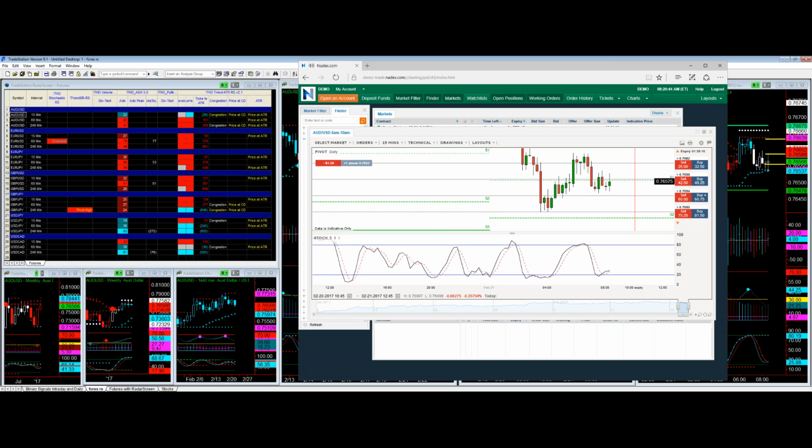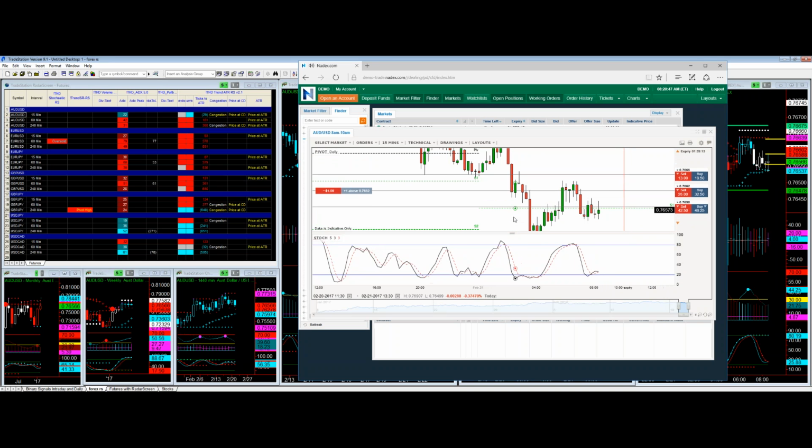What I would like to see on the Aussie is for it to test 66. You see the line of congestion dots up here? It's on my wish list. I would like to see the current bar close above the high of this bar that was weak. I told you it was weak. It doesn't mean that it will do it. It just means it would be nice if it would do it. It's on my wish list. Sometimes the market does not care about my wish list.